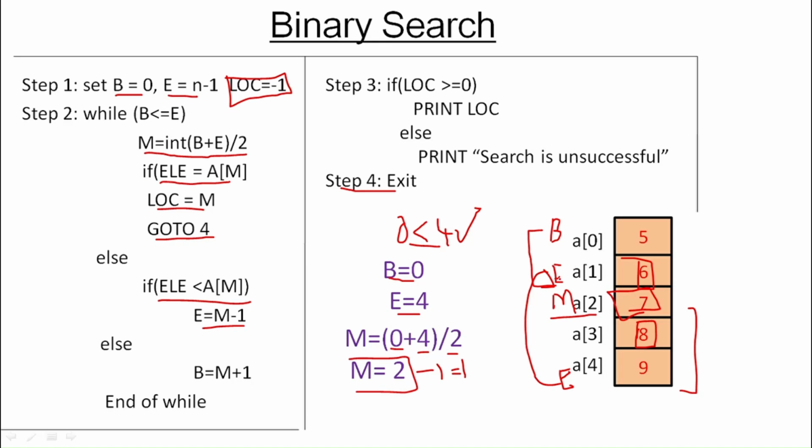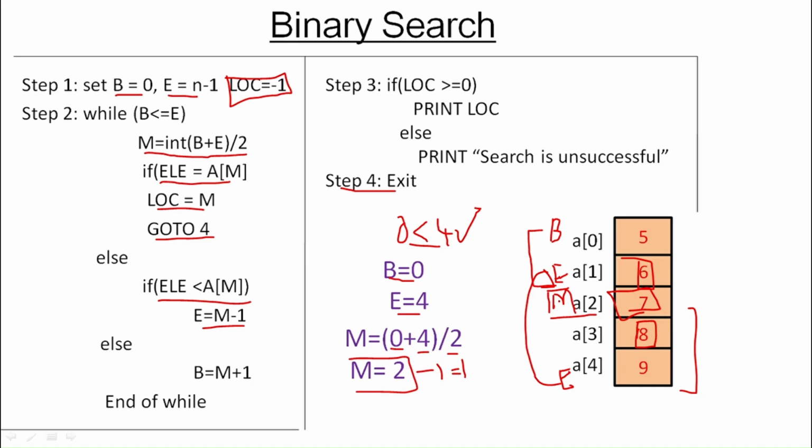Once the end value is here, it starts searching only in this area, a of 0 to a of 1. Why not a of m? Because we have already checked whether my element matches the middle value. That's why we use only m minus 1.